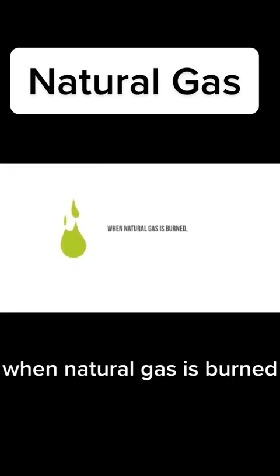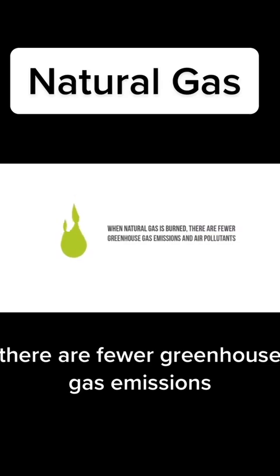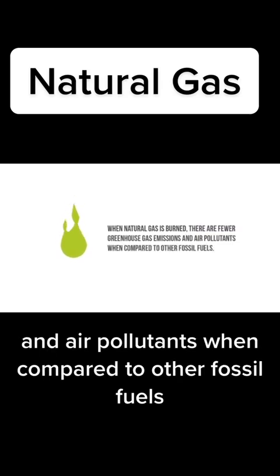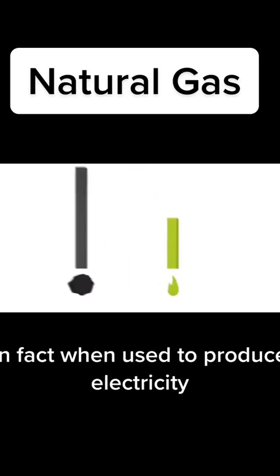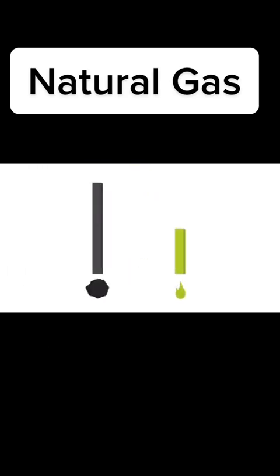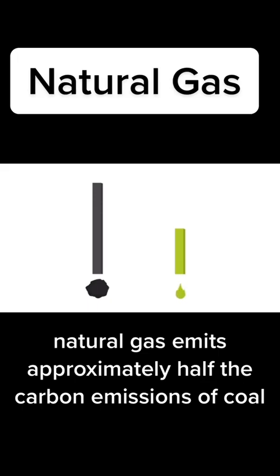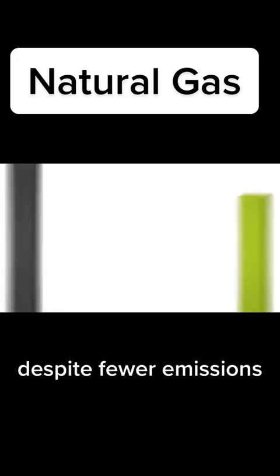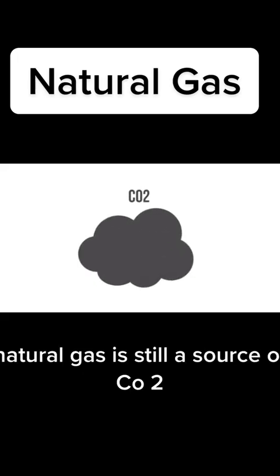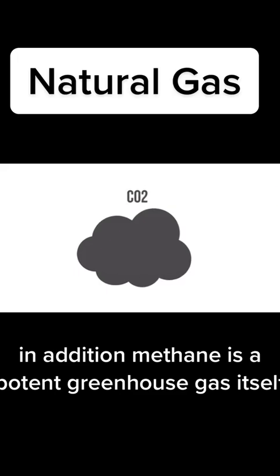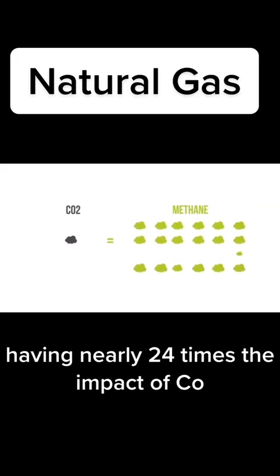When natural gas is burned, there are fewer greenhouse gas emissions and air pollutants when compared to other fossil fuels. In fact, when used to produce electricity, natural gas emits approximately half the carbon emissions of coal. Despite fewer emissions, natural gas is still a source of CO2. In addition, methane is a potent greenhouse gas itself, having nearly 24 times the impact of CO2.